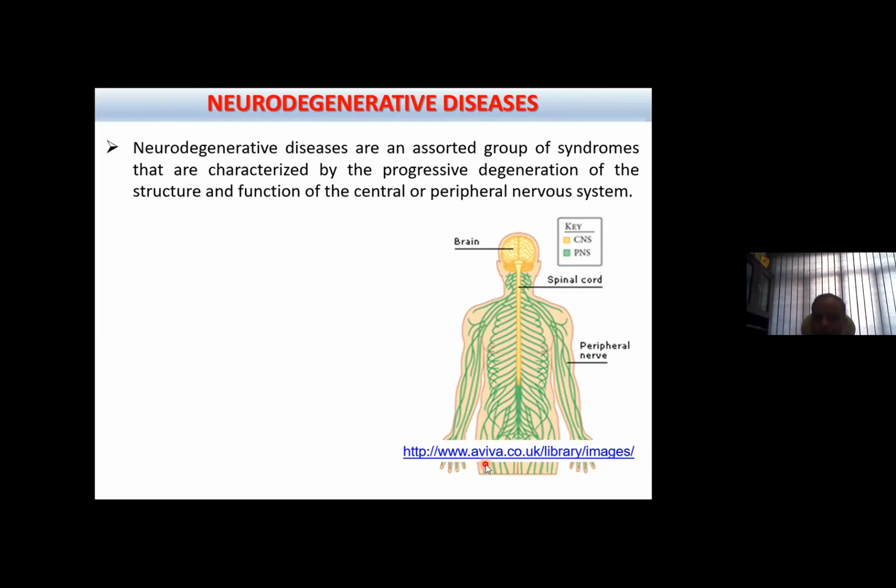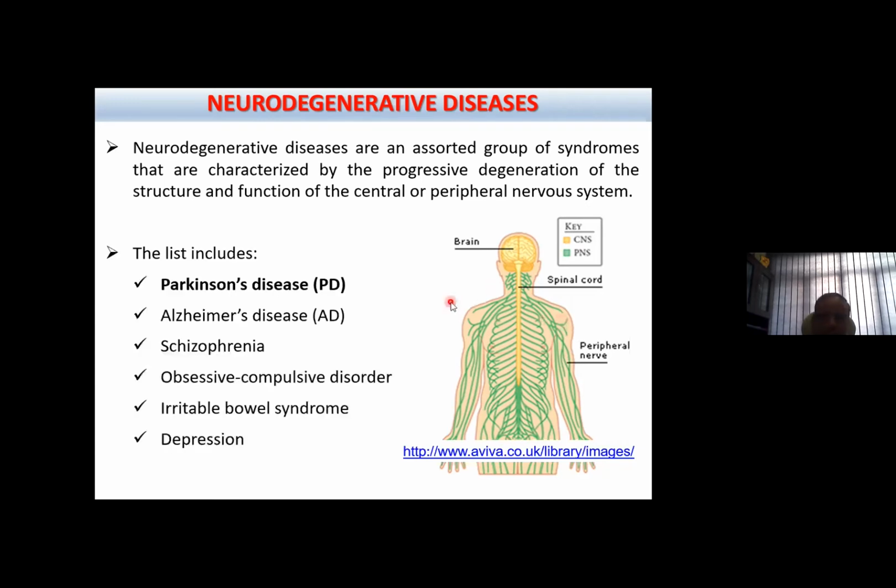They are a group of syndromes characterized by the progressive degeneration of the structure and function involved in the central and the peripheral nervous system. The central nervous system consists of the brain and the spinal cord, and all other neurons running in the body come under the peripheral nervous system. The disease list is very long. I just tried to put some of them, like Parkinson disease, Alzheimer disease, schizophrenia, obsessive compulsive disorder, irritable bowel syndrome, depression. Now it is becoming very common, even irrespective of age.